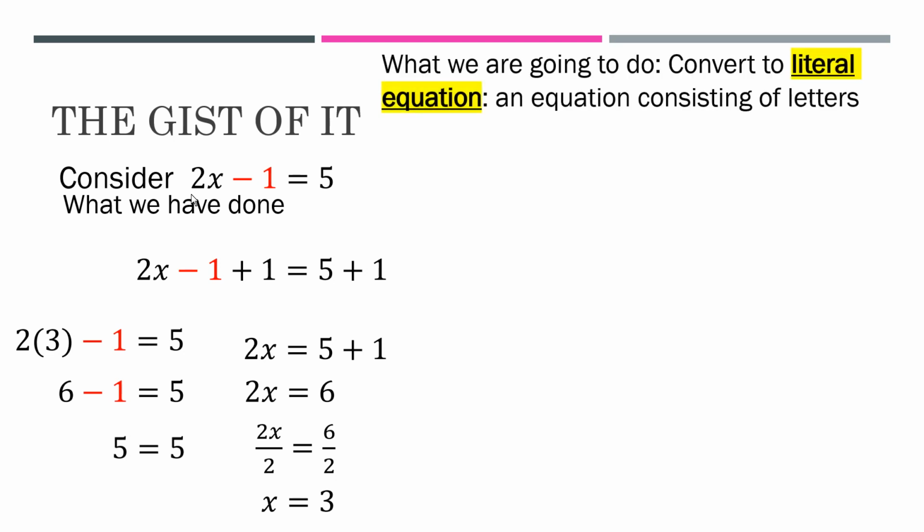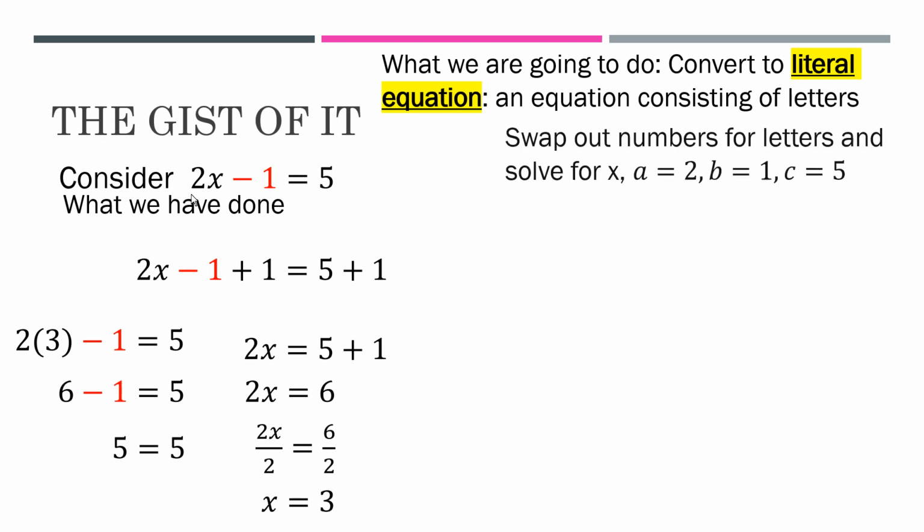So what we're going to do is convert to a literal equation. That is an equation consisting only of letters, so there are no numbers, just letters. But we can still use the same math properties on these letters that we have used with numbers in the past. Let's look at the same one as an example. We're going to swap out the numbers for letters and solve for x. A is going to be 2, B is going to be 1, and C is going to be 5.